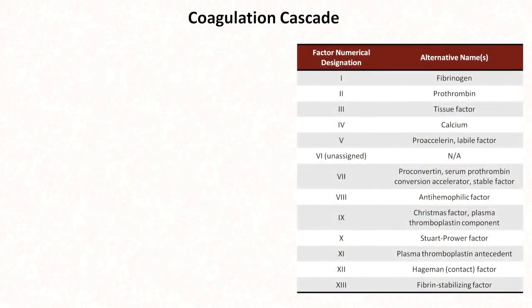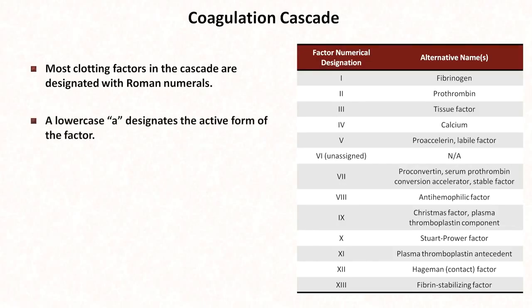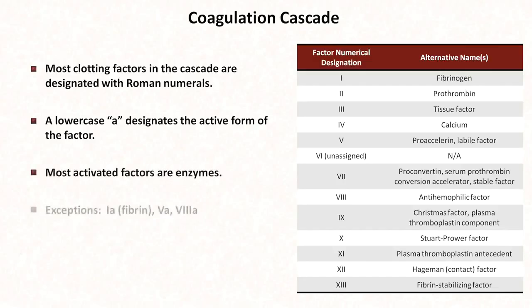We saw this table briefly in the first video of this series. It demonstrates that most clotting factors in the cascade are designated with a Roman numeral, in addition to having one or more alternative names. The clotting factors are almost always known by the Roman numeral, with the exception of factors 1 through 4, which are always referred to by their names: fibrinogen or fibrin, prothrombin or thrombin, tissue factor, and of course calcium. A lowercase a after the Roman numeral designates the active form of the factor. Most activated factors are enzymes, with the major exceptions being 1a, commonly known as fibrin, 5a, and 8a.